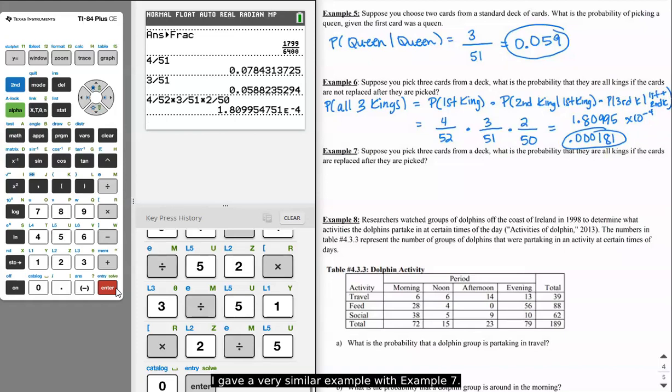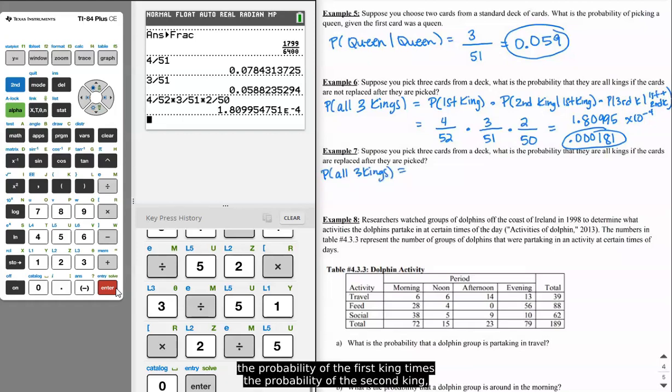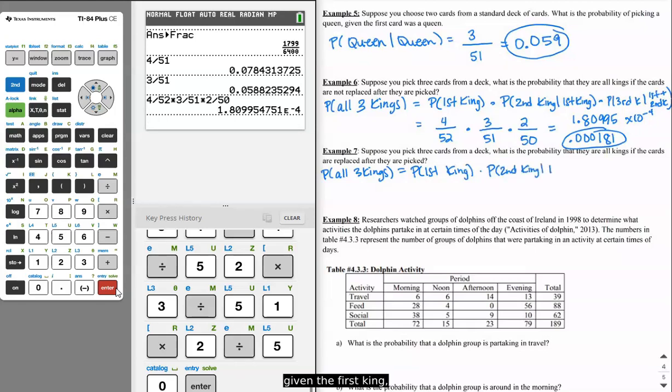So I gave a very similar example with example 7. The only difference, it says, is they are replaced. So I'm going to start the setup exactly the same. All 3 kings: the probability of the first king, times the probability of the second king, given the first king, times the probability of the third king, given the first and second were kings.